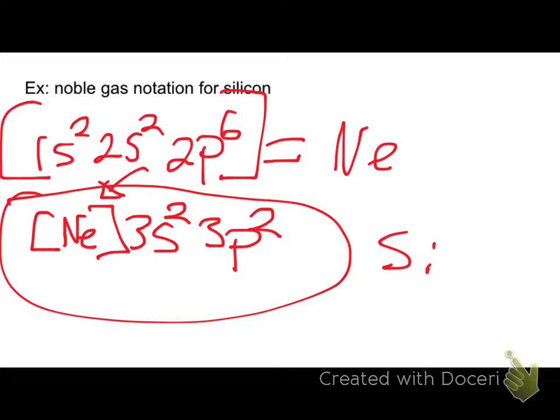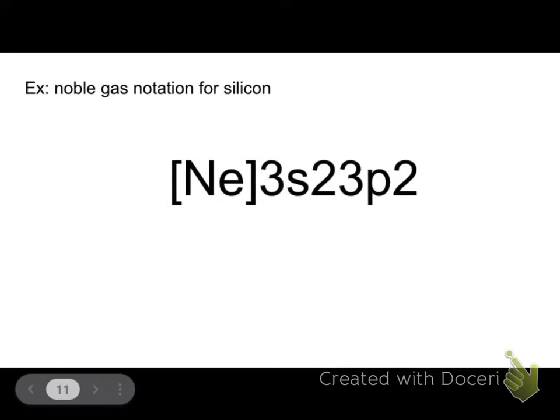Notice how we replace the first half of that, and we just write neon instead of having to write out 1s2, 2s2, 2p6. It makes it shorter. Okay? And you can continue to do this as you go down the periodic table. You'll just pick a different noble gas. So for silver, we would use krypton because it's the most recent noble gas. And it cuts down on the amount of writing that we're going to have to do. So there's your noble gas notation.